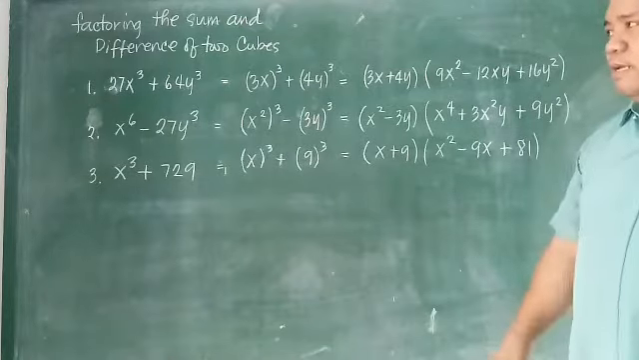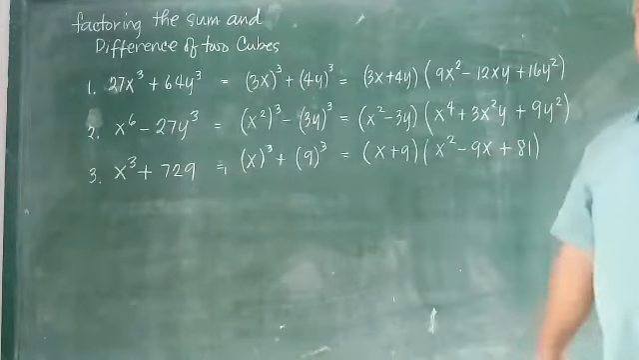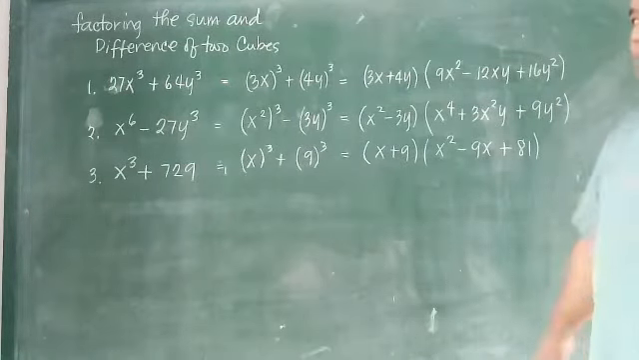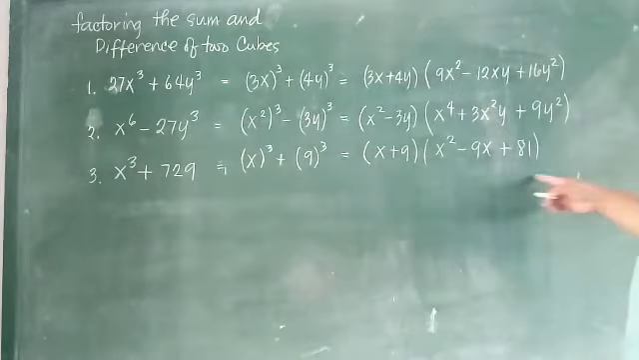So that will be your answer for factoring the sum and difference of two cubes. Remember, when we factor the sum and difference of two cubes, it will give you one binomial factor and the other one is a trinomial factor.